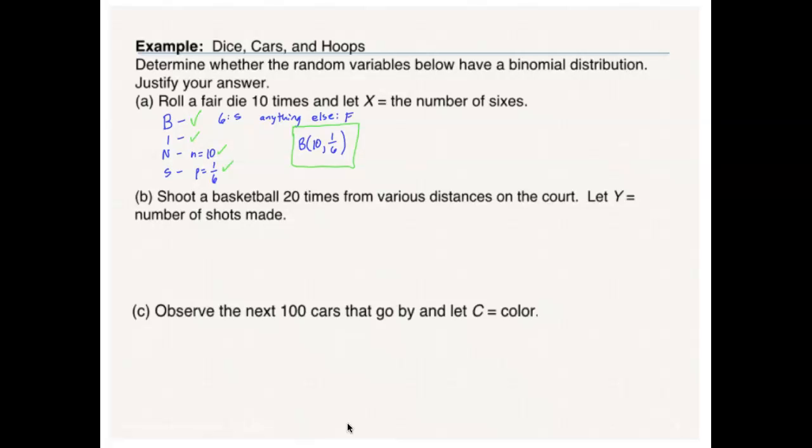All right, let's look at B. Shoot a basketball 20 times from various distances on the court, and we'll let y equal the number of shots made. Is it binary? Sure. We would consider a make a success, and a miss a failure.